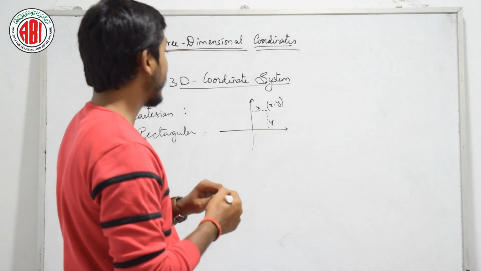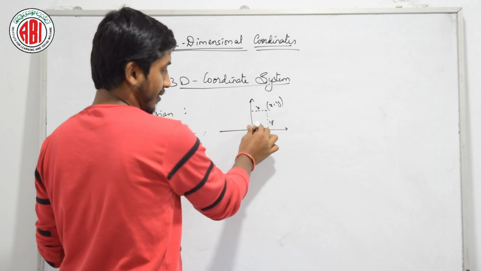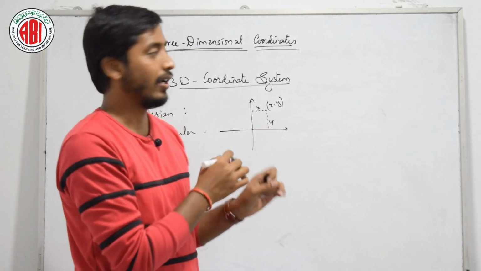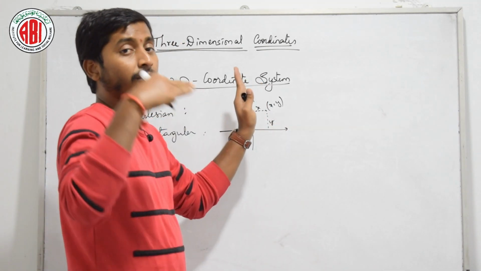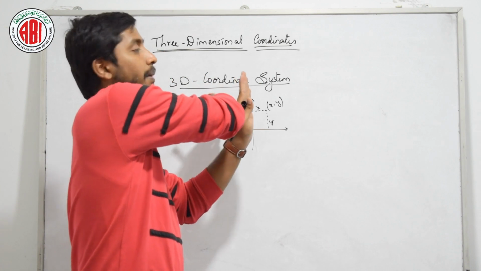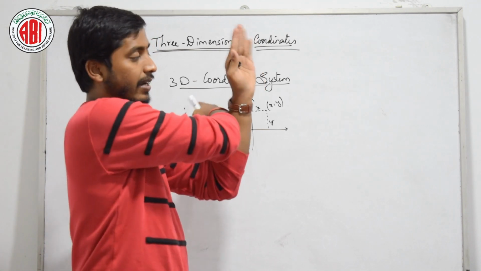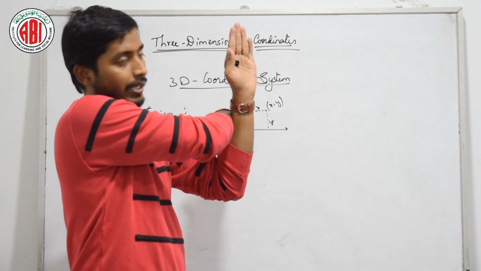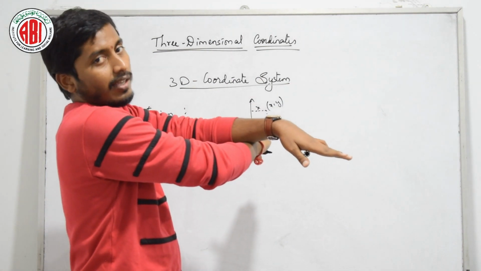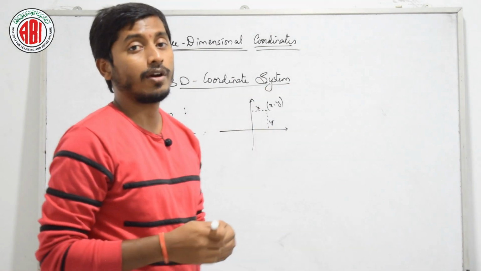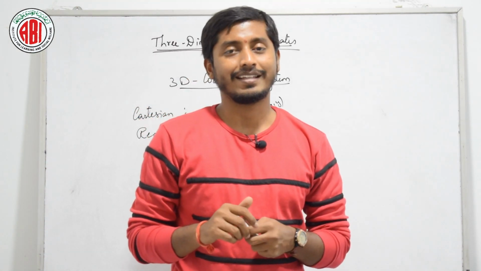If I place a third coordinate axis which is perpendicular to this, we cannot realize it on a board, but this is in the direction of x, this in the direction of y, and the third one passes through both of them and is perpendicular to both of them. Is this y axis and this z axis perpendicular to each other? Yes, they are. And this x axis and this z axis are perpendicular to each other? Yes, they are. Which means all three coordinate axes are perpendicular to each other.